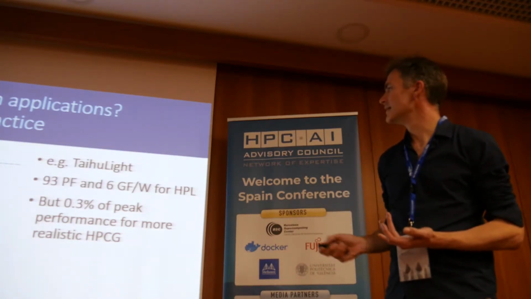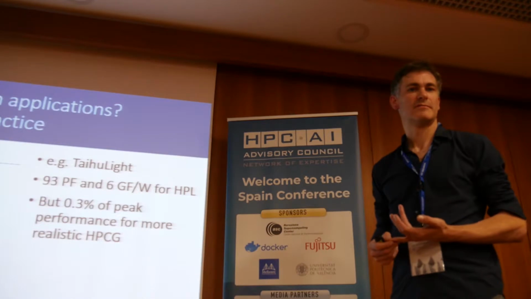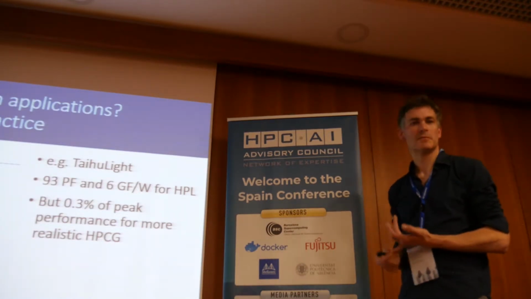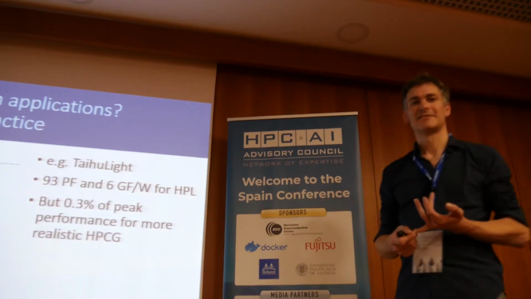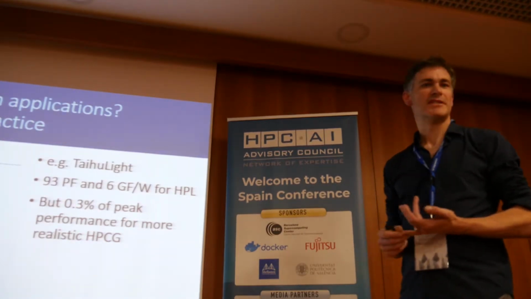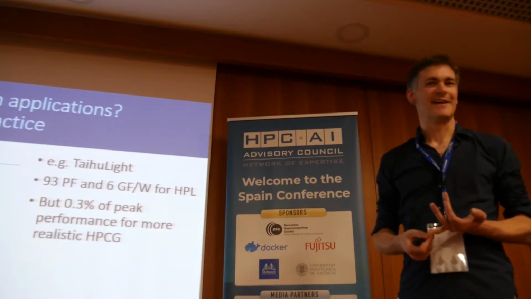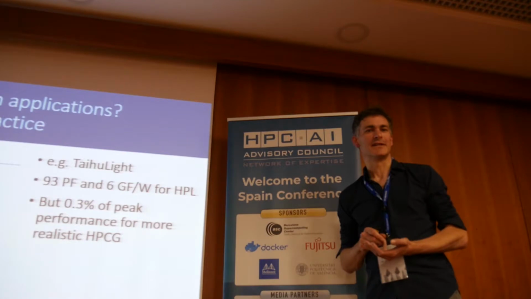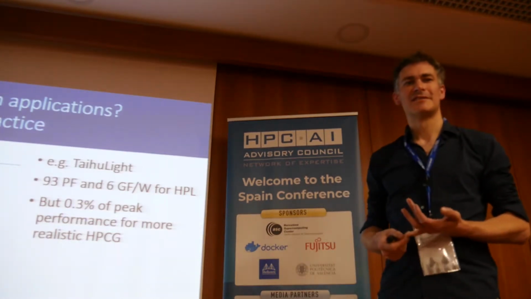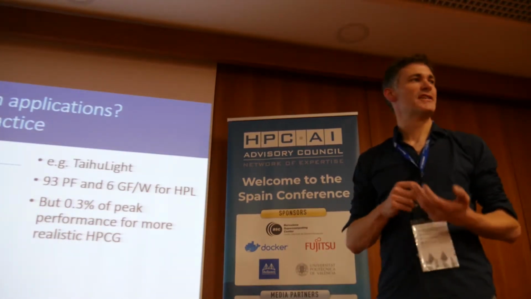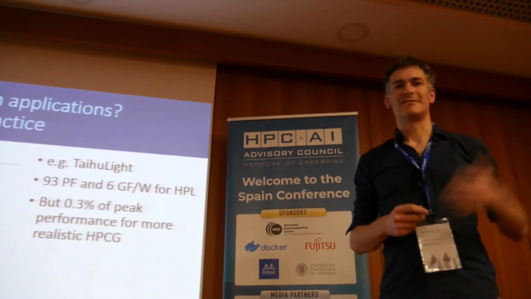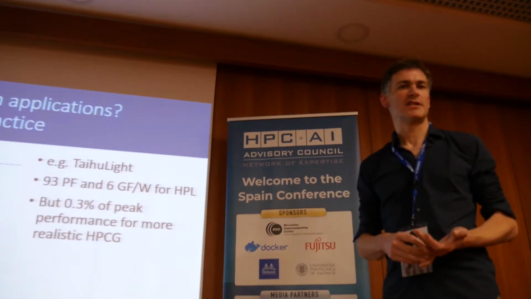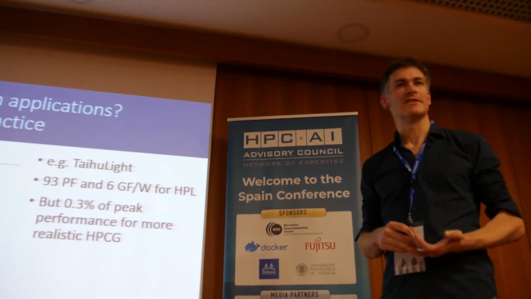One example here, for instance, is the Sunway TaihuLight from China. That's 93 petaflops and 6 gigaflops per watt. So excellent. Until you try running HPCG and you get 0.3% of that. So that's really what we want to avoid doing. We want to build something that's not a stunt machine that's great for LINPACK, that gets a great Green500, but we want to build something that can actually demonstrate real performance on applications.